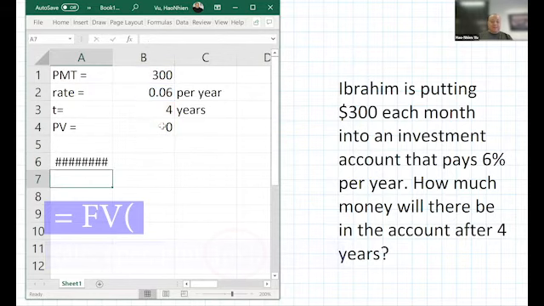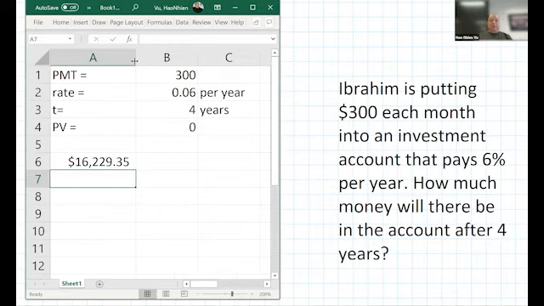Close parentheses. And the answer is too big to fit. So I widen my column and I see that $16,229.35. Now, why do I put in the information here and click them instead of just typing in? Because I could, right? Well, the thing is, if I lay out the information like this, then if the information changes, I can just change the number and I don't have to retype the formula.